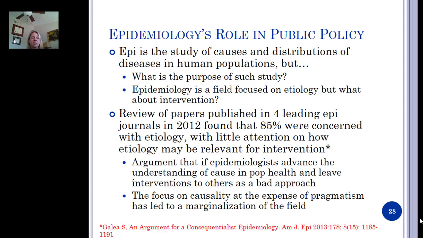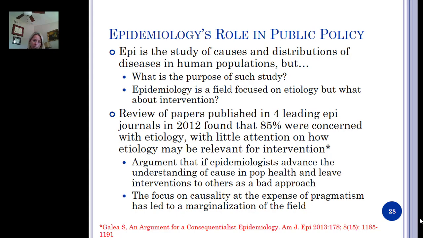So now I want to discuss epidemiology's role in public policy. And you could almost ask, well, why didn't I discuss this in the beginning of this course? And the answer to that is I wanted to give you a general understanding and introduction to the different types of epidemiologic study designs, what the purposes of those designs are, and what we can yield from those designs before I then dive into discussing epidemiology's role in public policy.